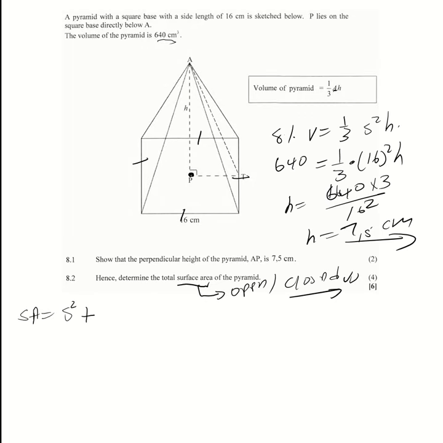we have these 4 triangles. I have a triangle on this side, on this side, on this side, and on this side, which is 4 times the area of the triangle. Now the area of the triangle is half base times perpendicular height. So this height here will be perpendicular to the base here. So we know this is 7.5.